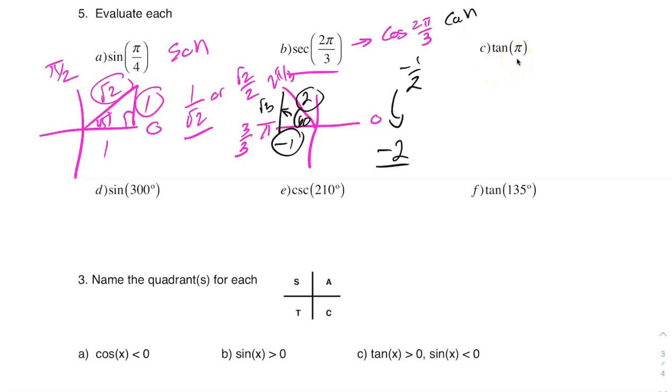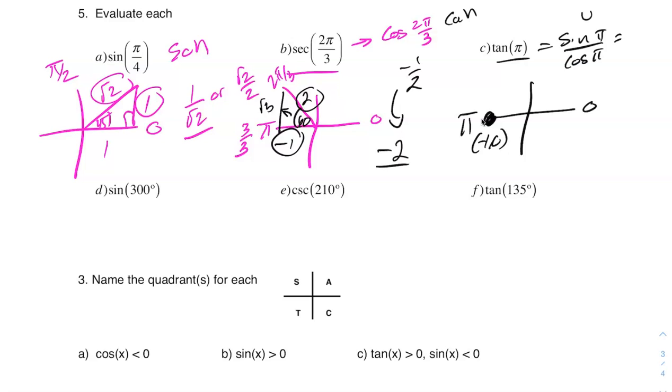Tan of pi. Here's 0, here's pi. So it's that point right there. Remember, if it's a point, you've got to know what point that is. Going to the left. So negative 1, 0, because we're doing a unit circle. Tan is sine over cosine.